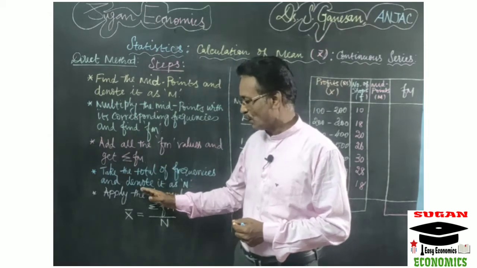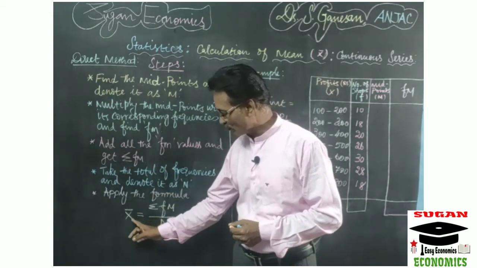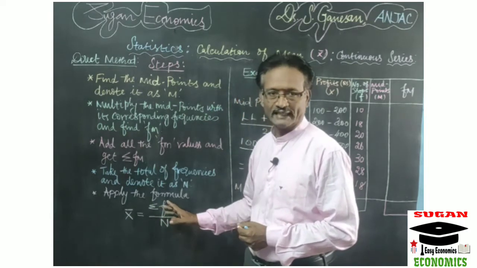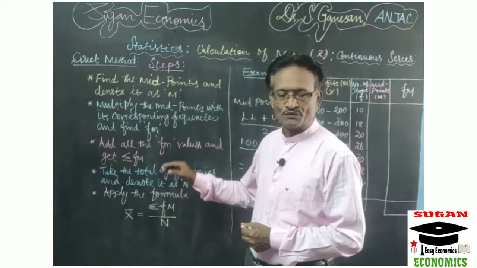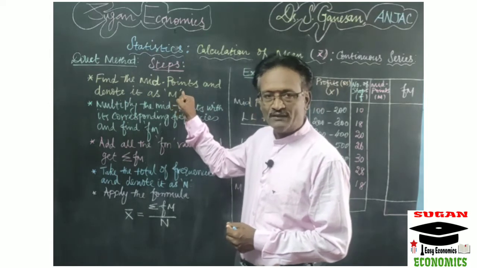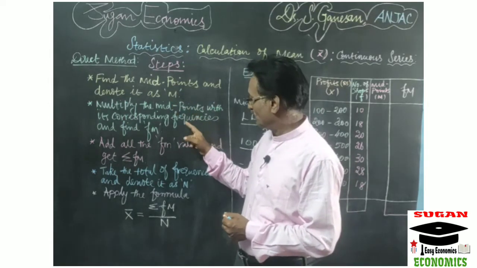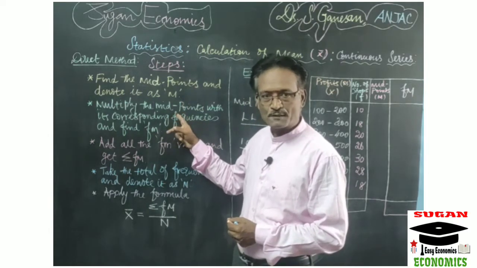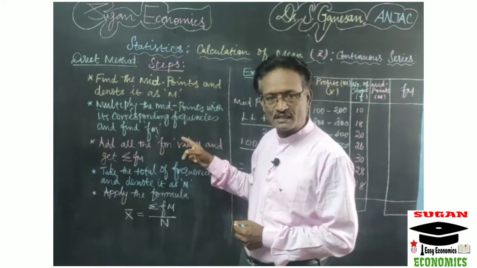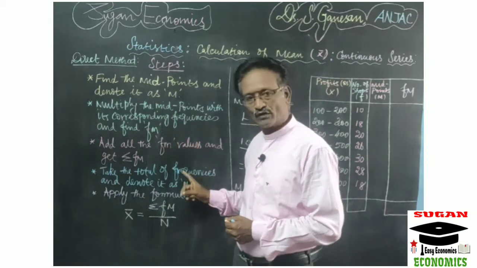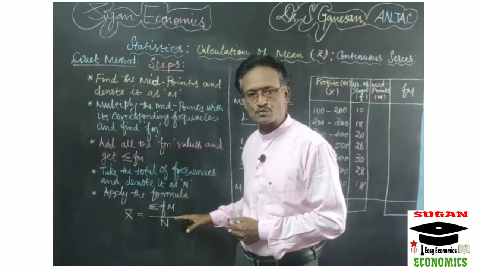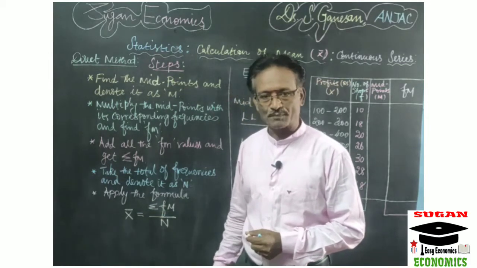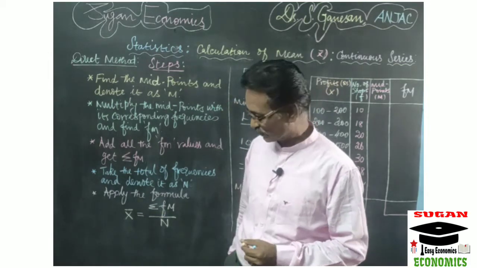After that you have to apply the formula. The formula is X bar equal to sigma fm by N. Are you clear? So first we have to find the midpoints. Then we take the product of the midpoints and the frequencies. Then we add all the fm values. Then we find the N value. Then you substitute the values in the formula. So the formula is X bar equal to sigma fm by N. Okay.